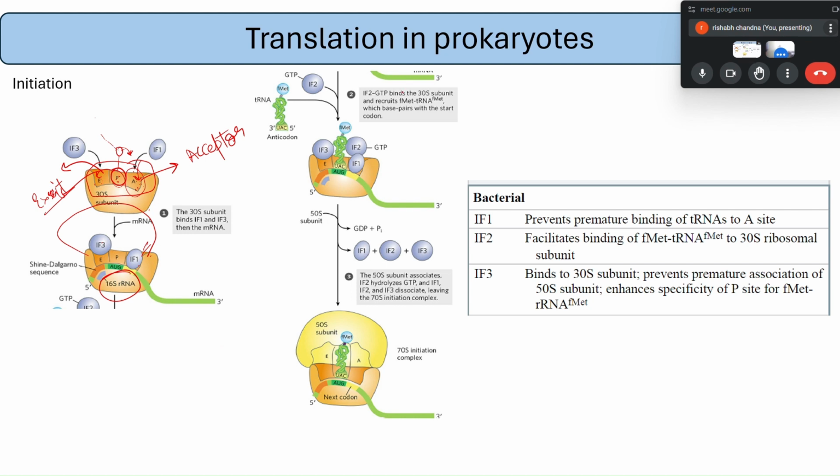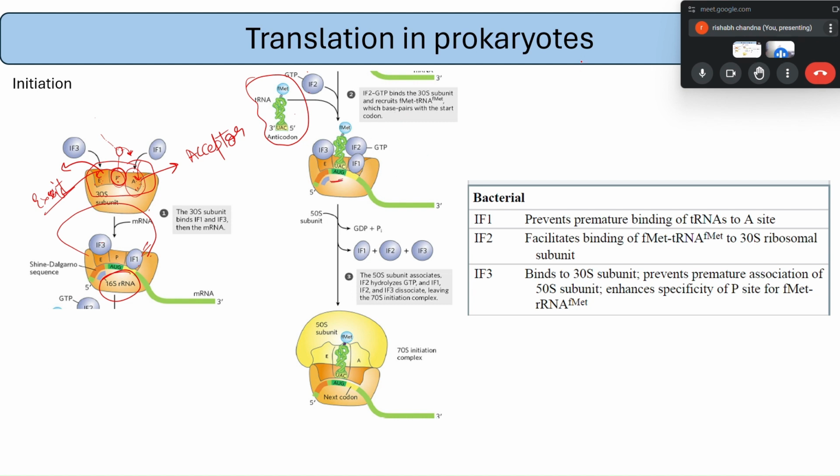Now IF2 is a GTP bound protein. When it binds, it facilitates the binding of the first amino acid tRNA, that is formyl methionine tRNA, Fmet. After forming this complex, IF2 binds to the complex with the first tRNA carrying the formylated methionine, which recognizes the start codon.